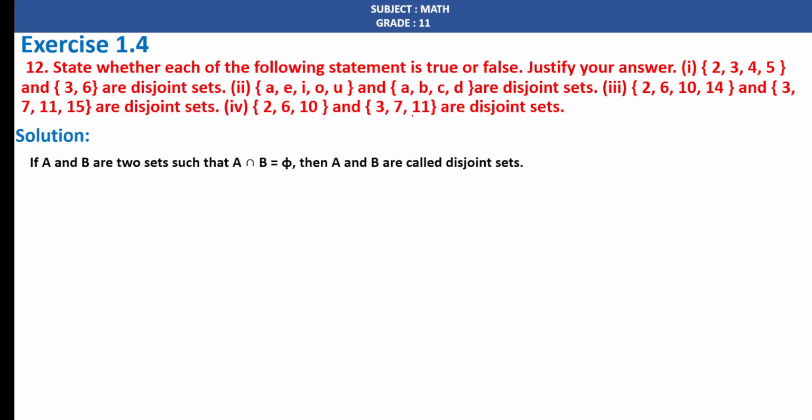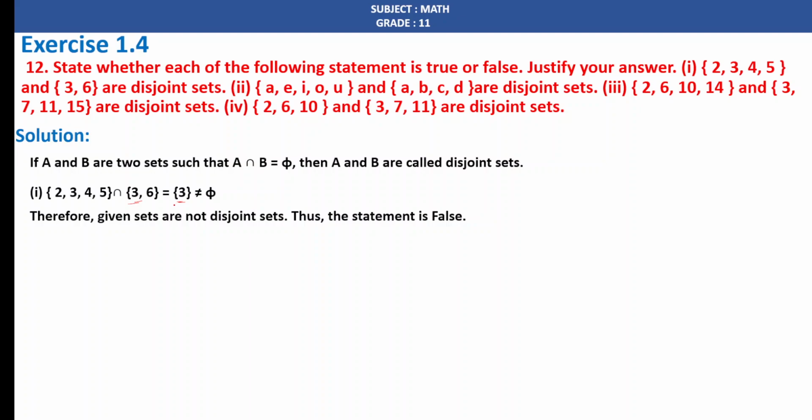Solution. If A and B are two sets such that A intersection B is null, then A and B are called disjoint sets. This is the definition of disjoint sets. Therefore, let us see here. First one, 2, 3, 4, 5 intersection 3, 6. So, it has 3 as a common element. As it is not an empty set, therefore the given sets are not disjoint sets. Thus, the statement is false.